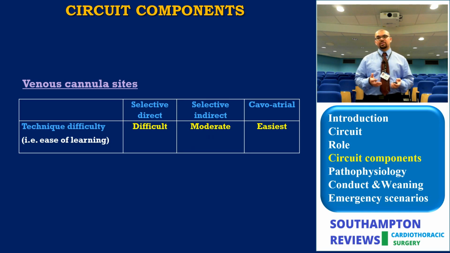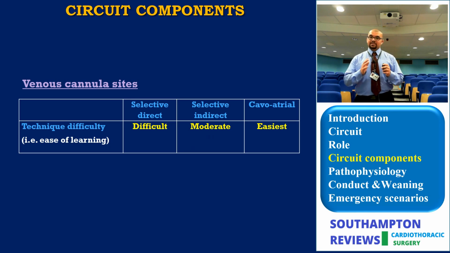And you must bear in mind also the technical difficulty. So, relatively speaking, direct bicaval cannulation is the most difficult. Least difficult is cavoatrial. I must emphasize here that this is completely relative. If you are a surgeon who cannulates direct bicaval every day, it will be easy in your hands. If you are not used to it, you're not doing it on a daily basis, it will be more difficult. Again, it's a matter of preference and varies from one surgeon to another. Generally speaking, cavoatrial is the easiest, selective direct is the most difficult, and selective indirect is halfway between.